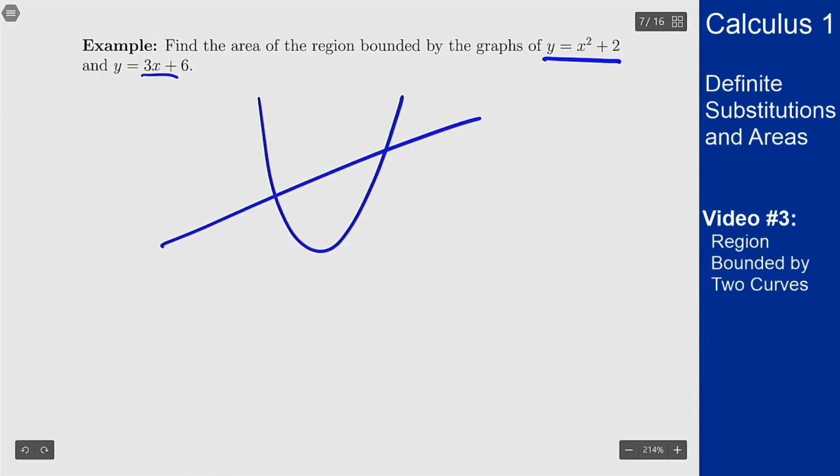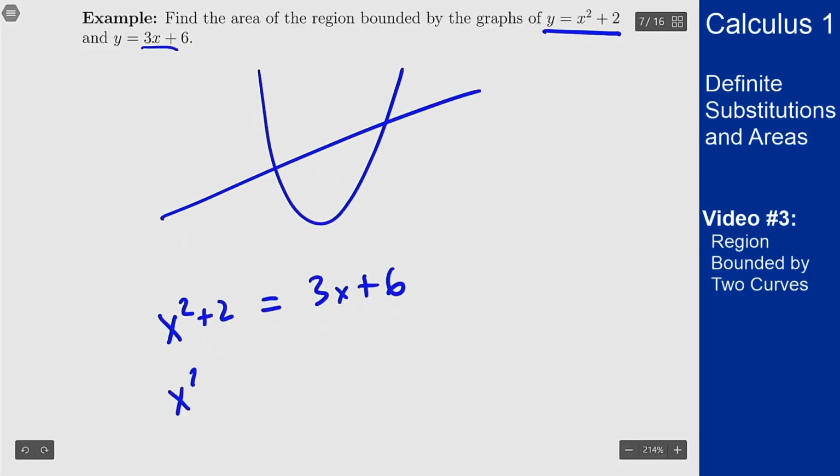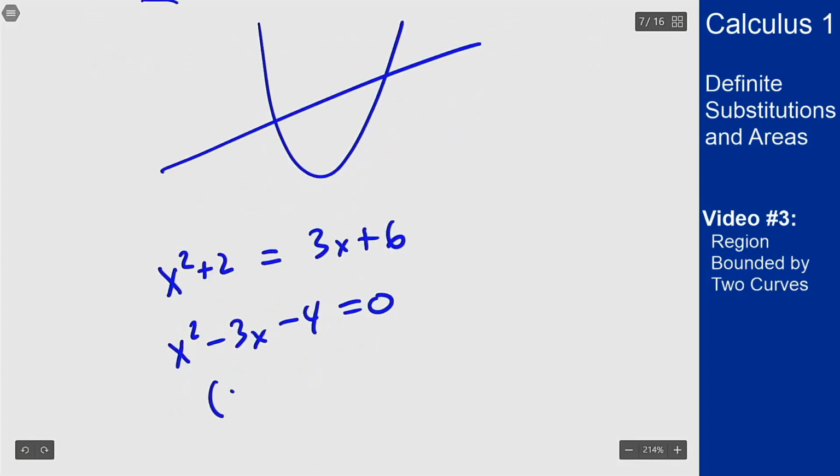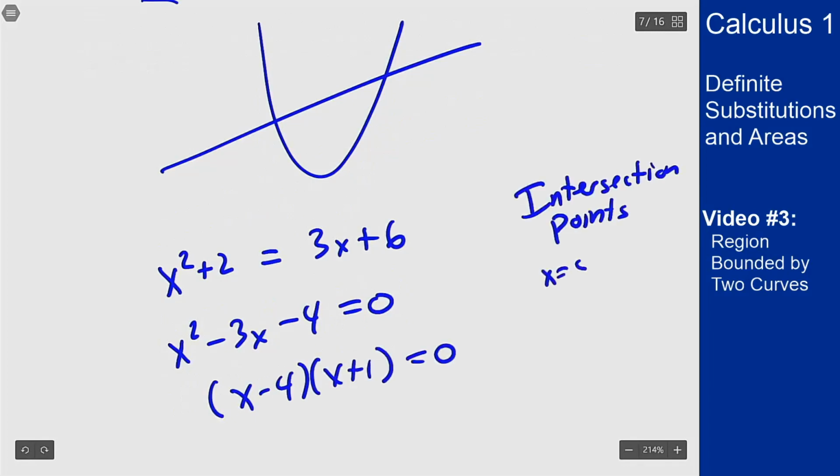To find intersection points, I want to set those two equations equal to each other. So I set x squared plus 2 equal to 3x plus 6, and then solve. By moving terms to the other side, x squared minus 3x minus 4 equals 0. This factors as (x minus 4)(x plus 1). So my intersection points are at x equals 4 and x equals minus 1. Those should be my bounds of integration.